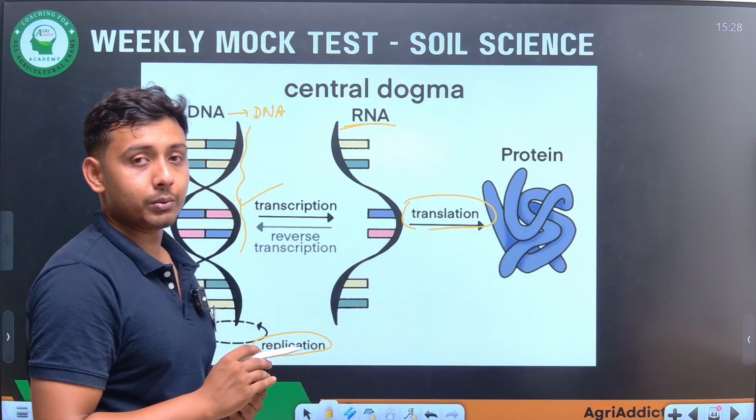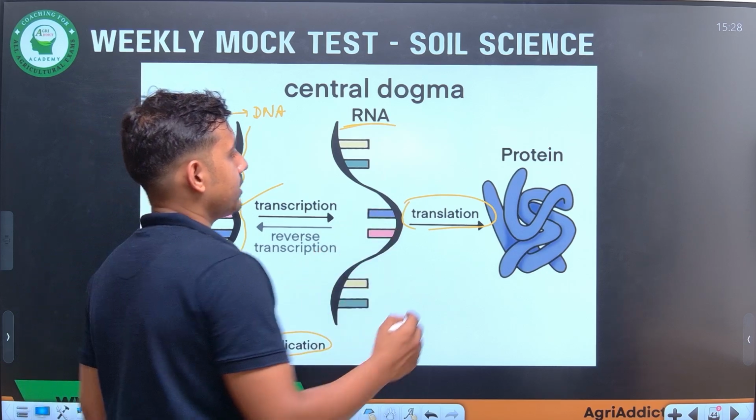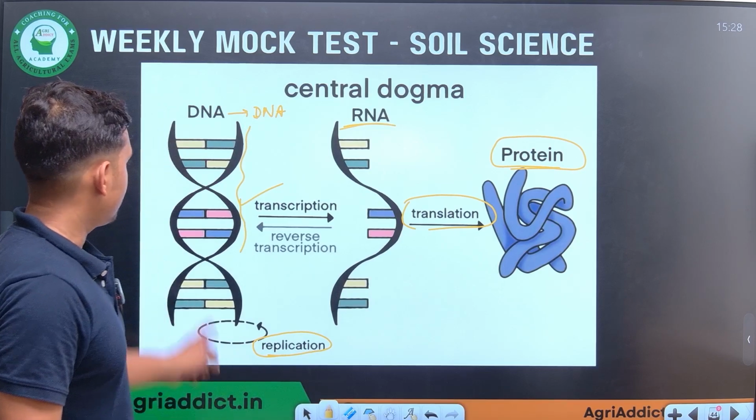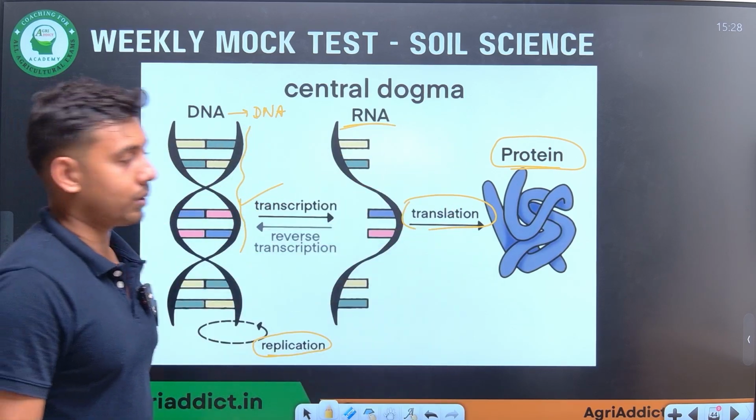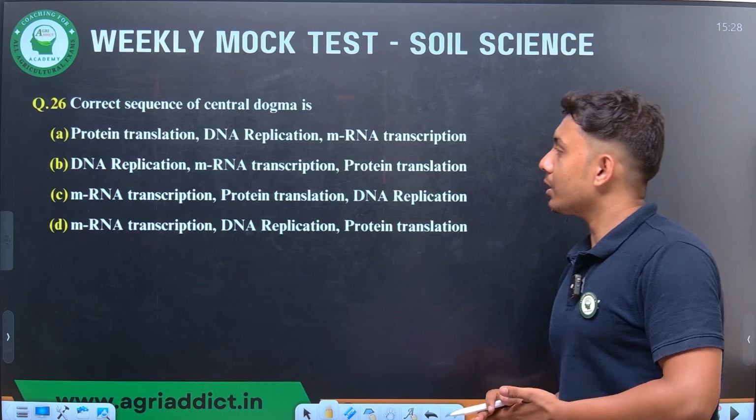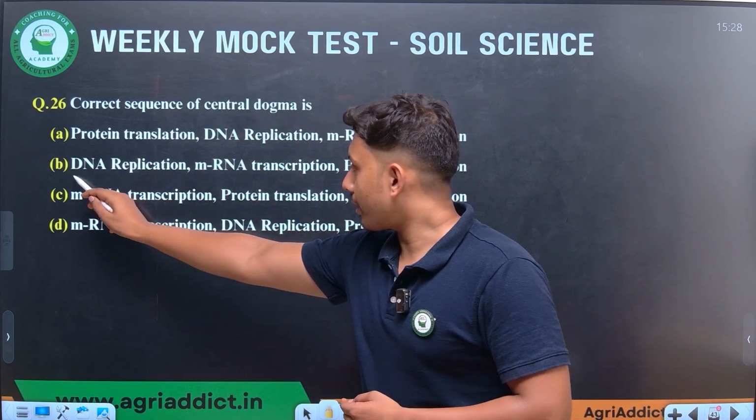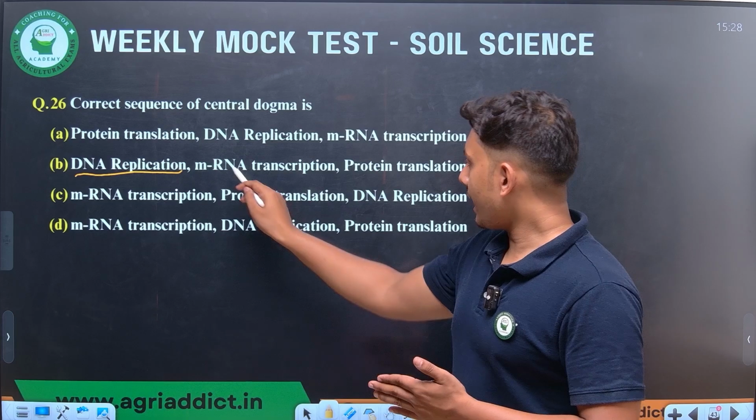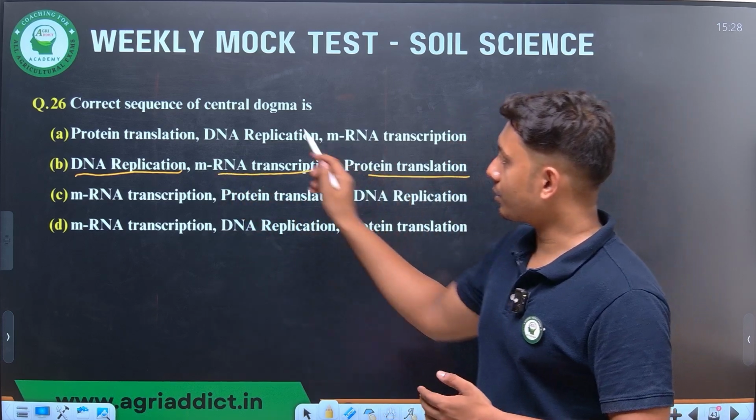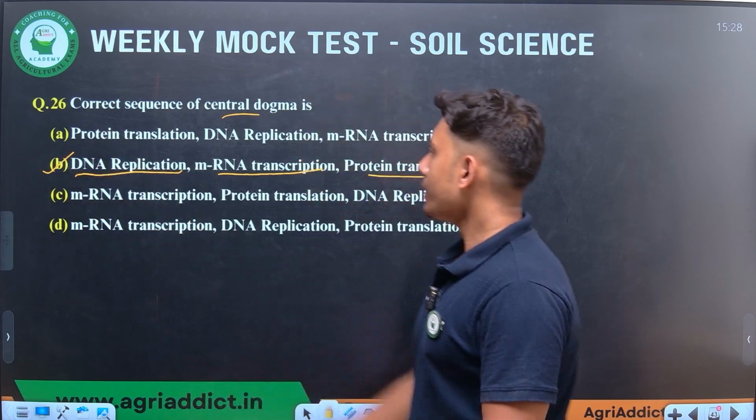In translation, what will we get? The protein synthesis, amino acid synthesis or protein synthesis. So this procedure is known as the central dogma. So what are the options? Let's see. The correct sequence of the central dogma: first will be DNA replication, then it will be mRNA transcription, then it will be protein. Okay, this is known as the central dogma.